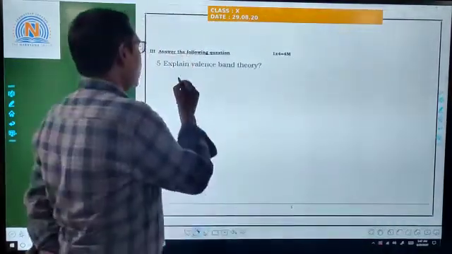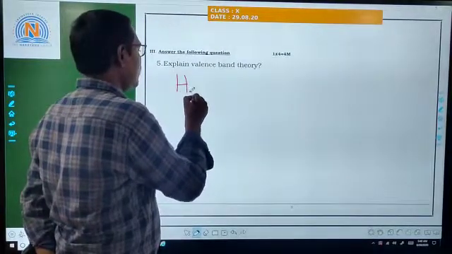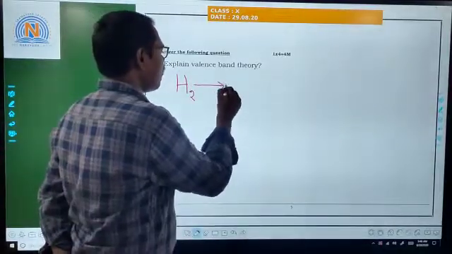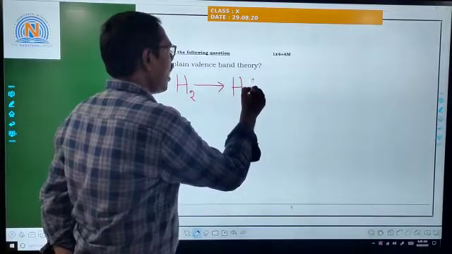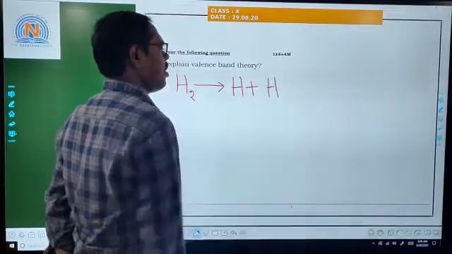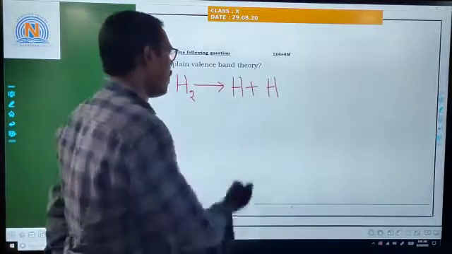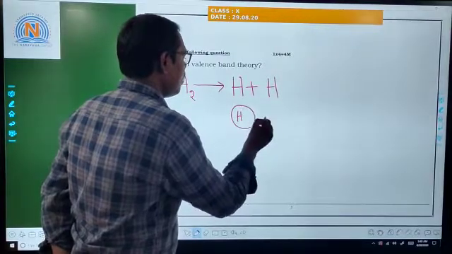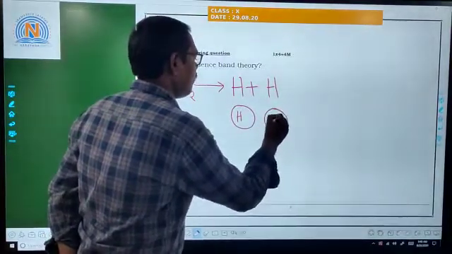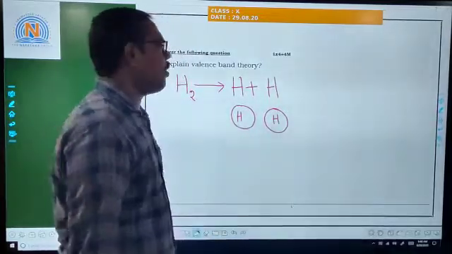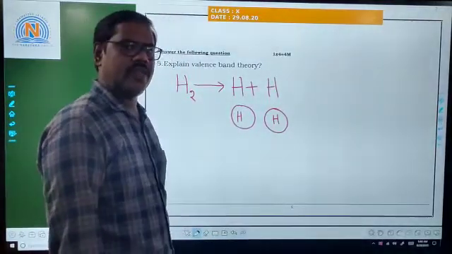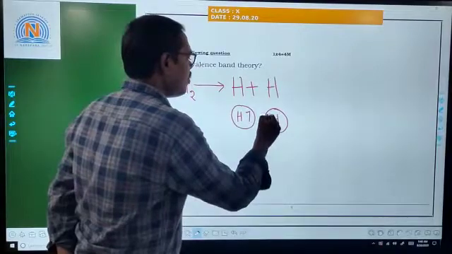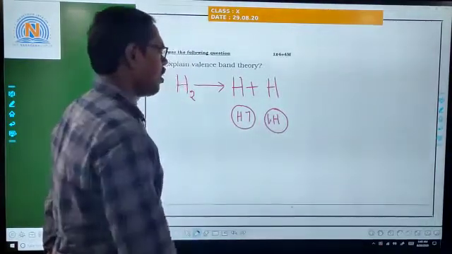For example, formation of the hydrogen molecule. How is the hydrogen molecule formed? The hydrogen molecule is formed by the combination of two hydrogen atoms. How are they combined? For example, this is one hydrogen atom. This is another hydrogen atom. Hydrogen electronic configuration is 1s1, that means it contains one electron. So this hydrogen contains one electron, and this hydrogen contains one electron.